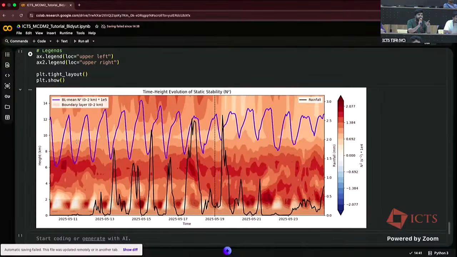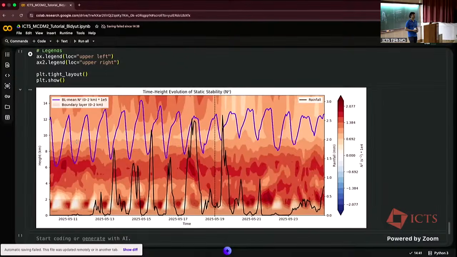One thing I have to ask is whether the purple lines are the averaged Brunt-Väisälä frequency from 0 to 2 kilometers. Is it averaged or is it at 2 kilometers? What does the code say? The legend says averaged 0 to 2 kilometers. Yeah, it's 0 to 2, so I'm assuming that it's average.